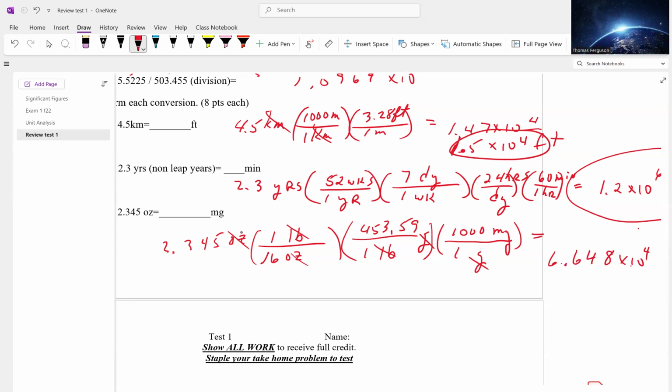It's by definition though, 16 ounces to a pound. Is that where you're going with it? Yeah, by definition. So it's infinite sig figs.